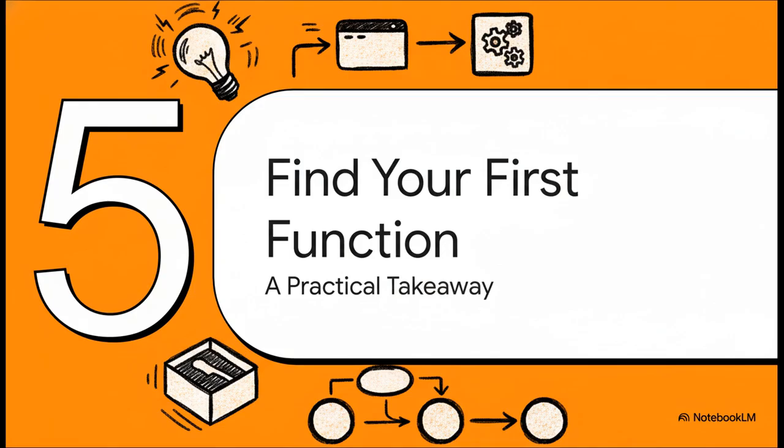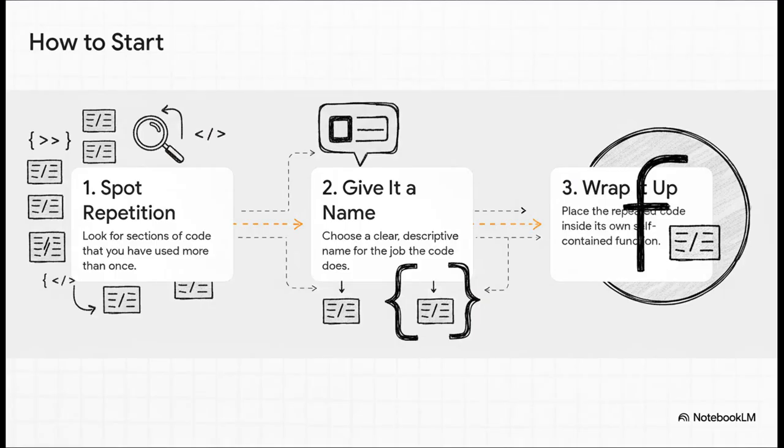So how do you take all of this and actually put it into practice? Let's end with a simple, practical way for you to find and create your very first function. It really just comes down to these 3 simple steps. First, just start looking for repetition. The next time you find yourself about to copy and paste a few lines of code, just pause.